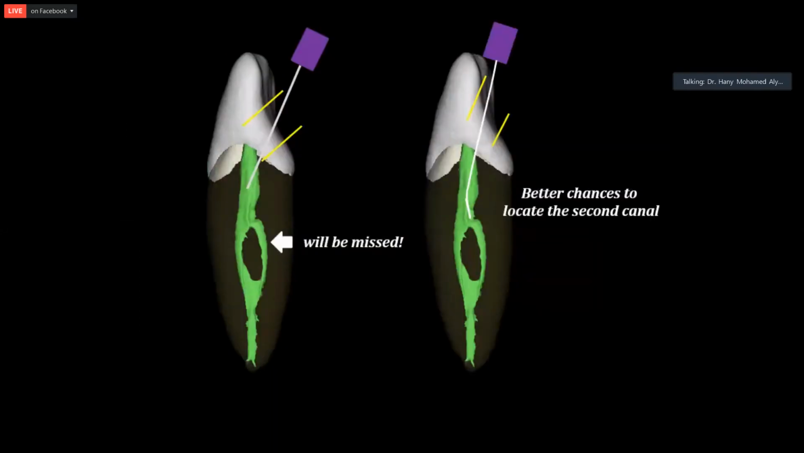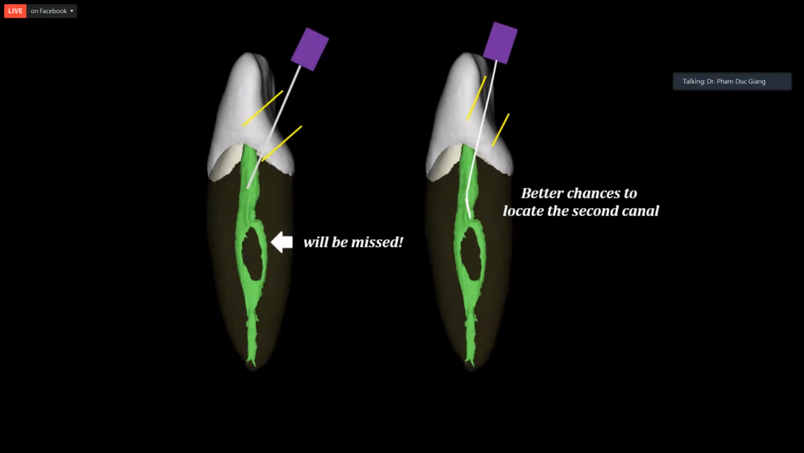So this image shows you that on the image on the left, if there is an inadequate extension of the access cavity, usually we're gonna miss this lingual canal. However, with an adequate access cavity in mandibular anterior, this means that with a slight pre-curving of the file, we will be able to detect any lingual canal if it is present.